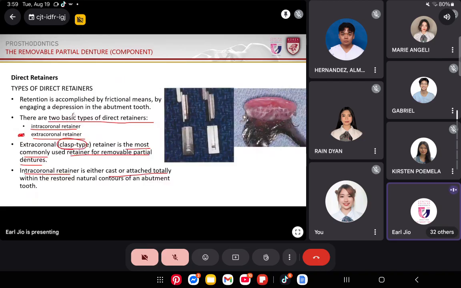Types of direct retainer. Retention is accomplished by frictional means, by engaging a depression in the abutment tooth. There are two basic types of direct retainer, intracoronal and extracoronal, but we will focus more on the extracoronal retainer, because the extracoronal retainers are the clasp types, the most common and most used retainer for removable partial denture. The intracoronal retainer is either cast or attached totally within the restored natural contours of the abutment teeth.